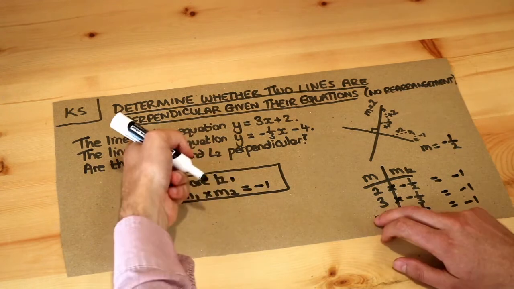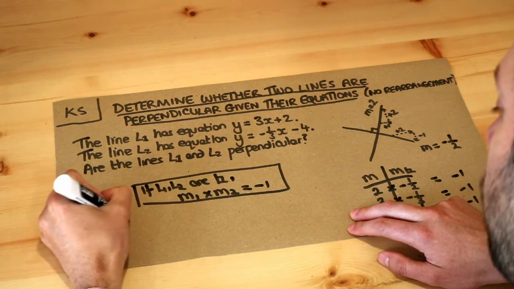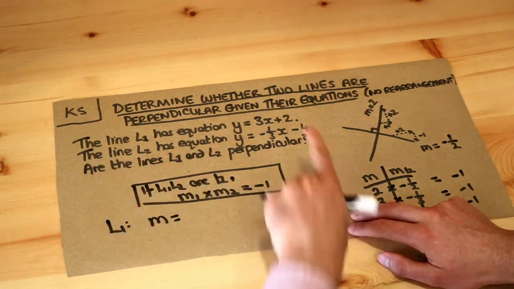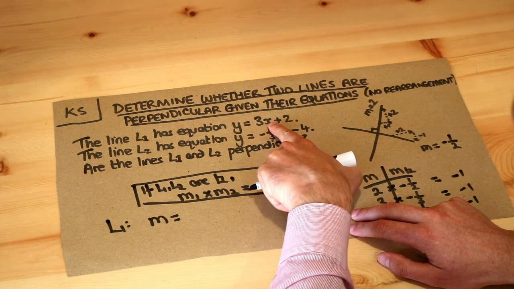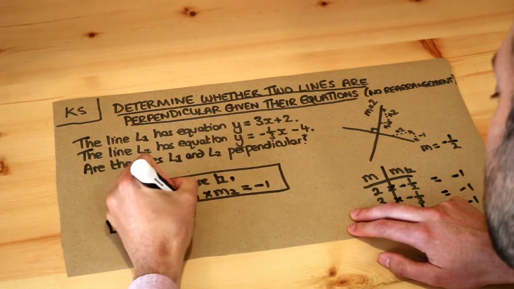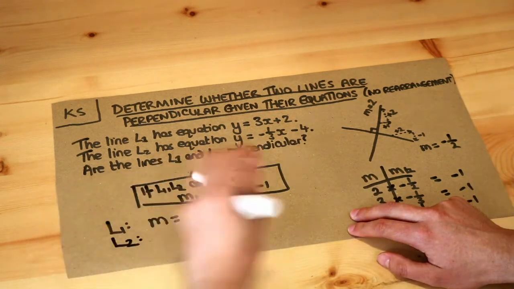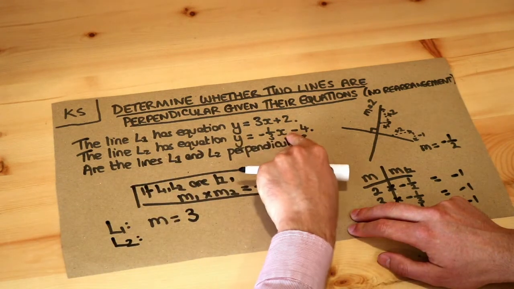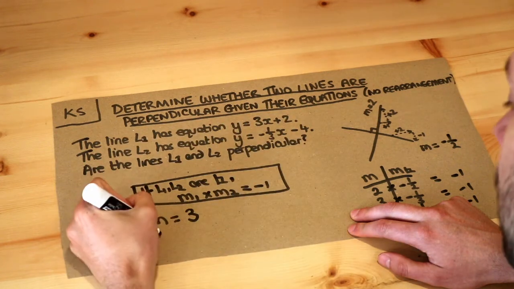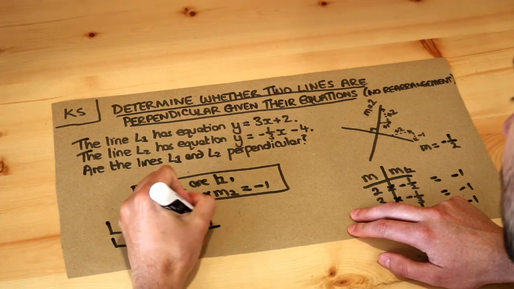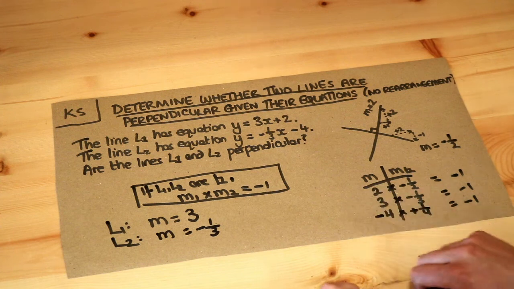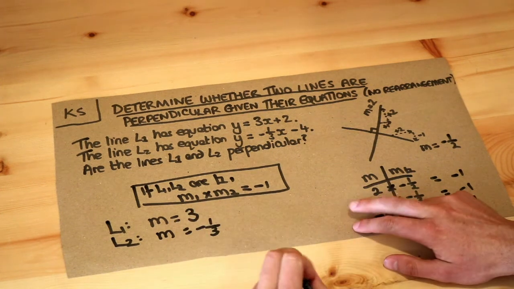So let's look at lines L1 and L2. For L1, what's the gradient? Well, the gradient here is the number in front of the x, it's 3. So the gradient here is 3, y equals mx plus c, remember. And what's the gradient of the second line? If y equals mx plus c, and we want the m, the gradient here is minus a third. And then we can check whether these lines are perpendicular by multiplying those two gradients together.